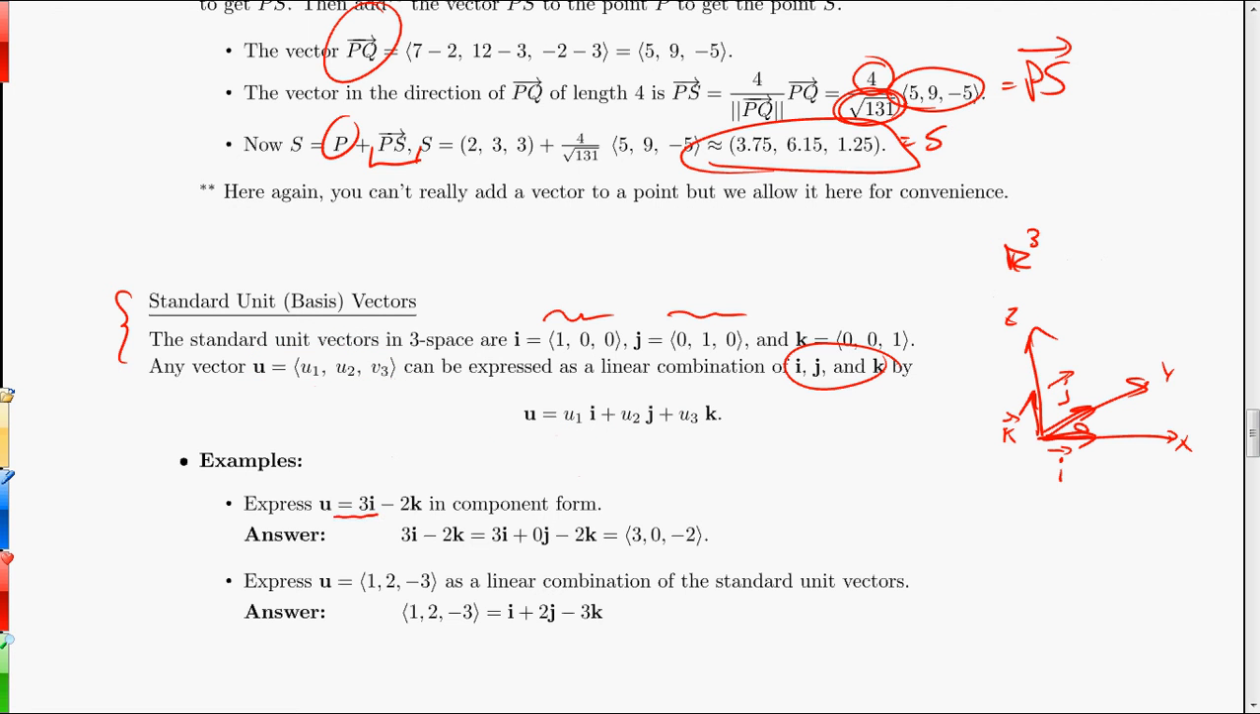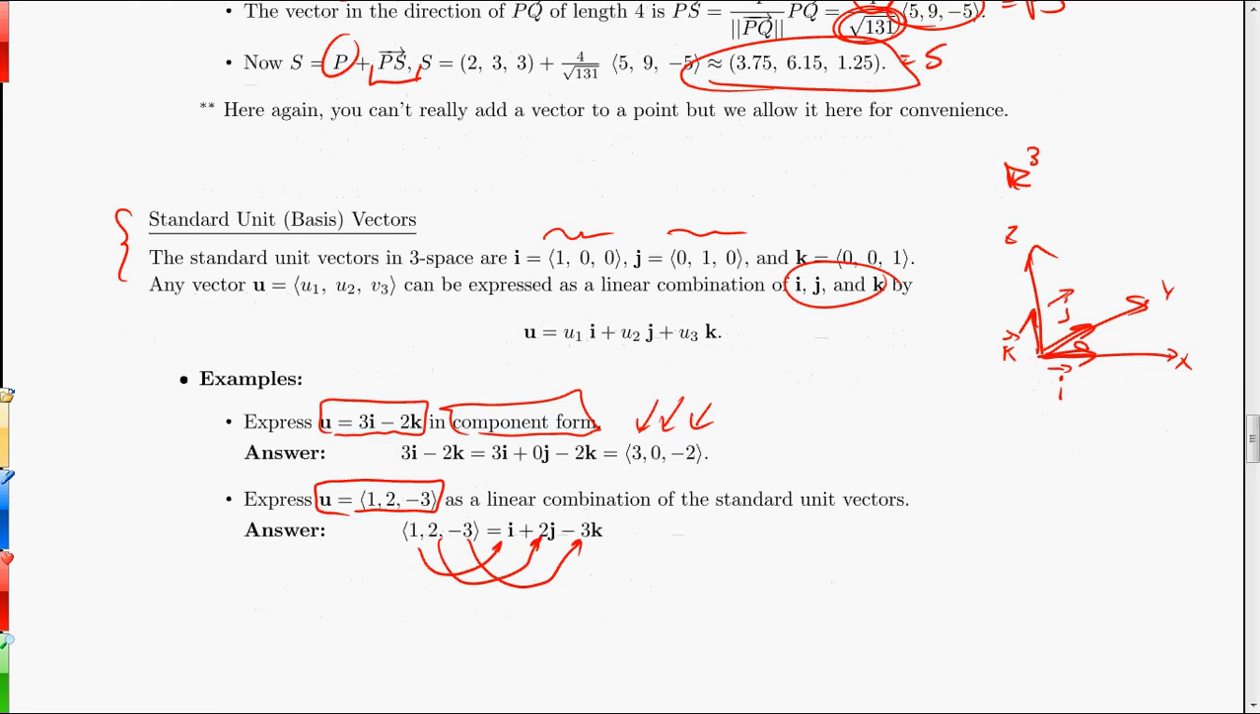For example, if I want to express this vector in component form, well, the 3 is the coefficient of I. There is no J, so that means there's a 0 in front of my J, and negative 2 in front of the K. If I want to express this vector as a linear combination of I, J, and K, it's just 1I plus 2J minus 3K. It is that simple.